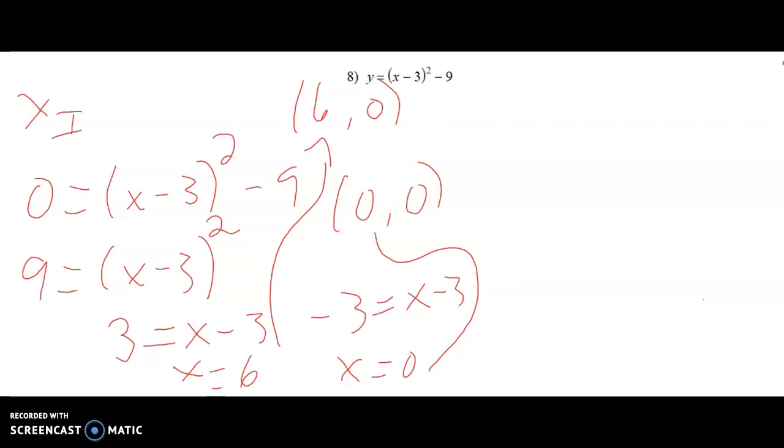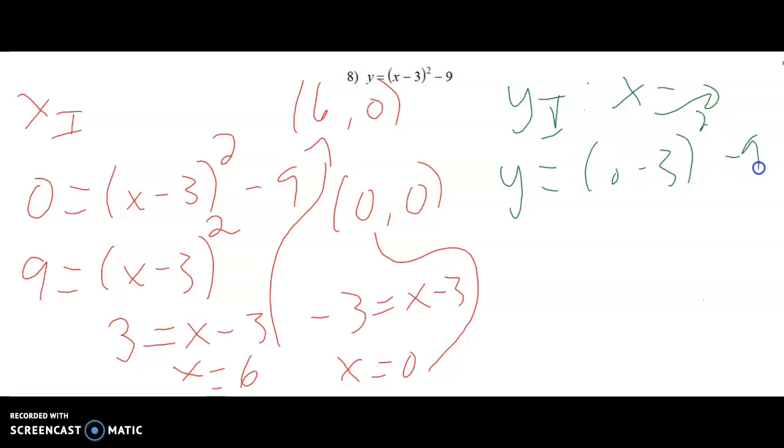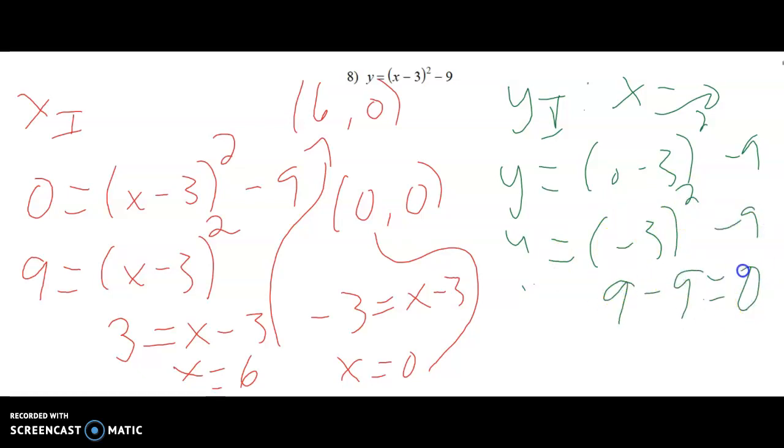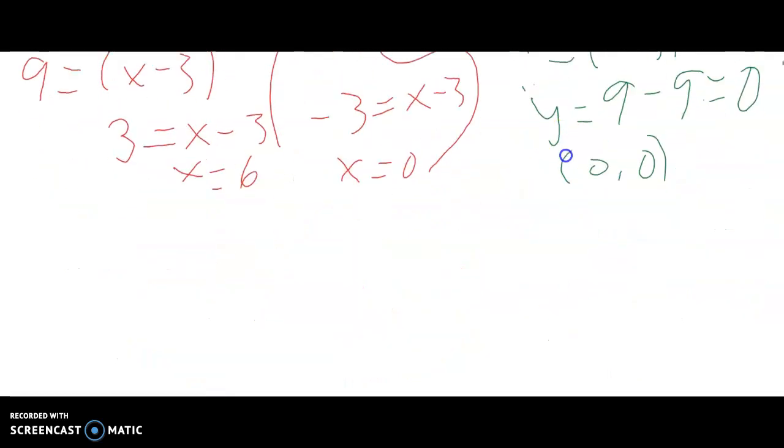Now let's find our y-intercept. Set x equal to 0. So I get y equals (0 minus 3) squared minus 9. 0 minus 3 is negative 3. Negative 3 squared is 9. 9 minus 9 is 0. So my y-intercept is 0, 0. Okay, let's try one more together.